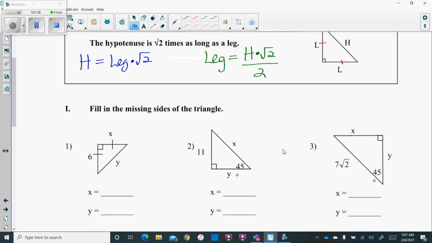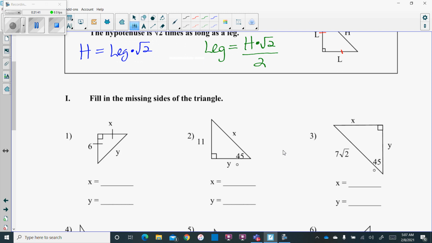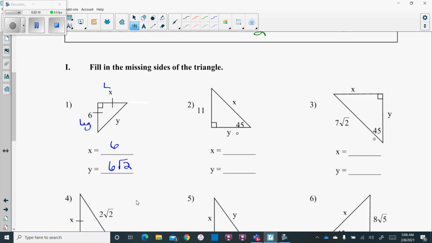So for example, here, they want us to find the missing parts. The part that I'm starting off with that's given is the leg, or the L if you want to call it that way. So this means this would have to be 6. To get to that y, it would have to be 6 root 2. Okay? Once you know the rule, there's not really a lot of work. It's only work when it doesn't fall into that root 2 format, when we have to think backwards.